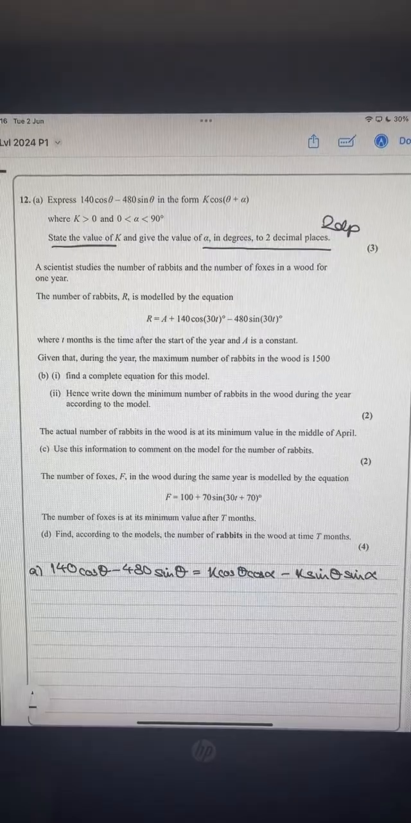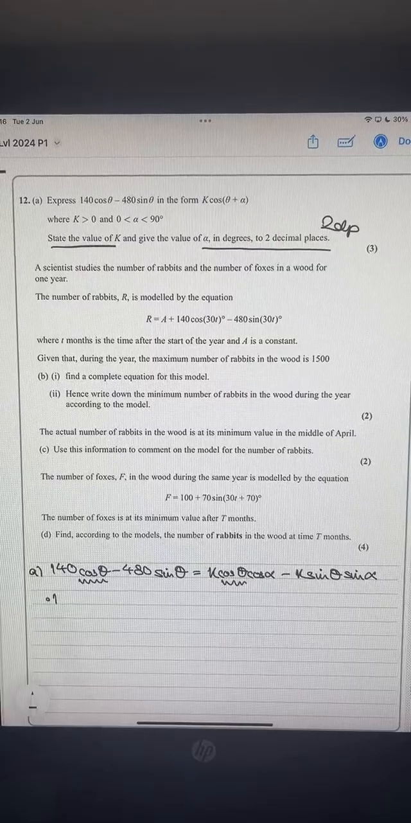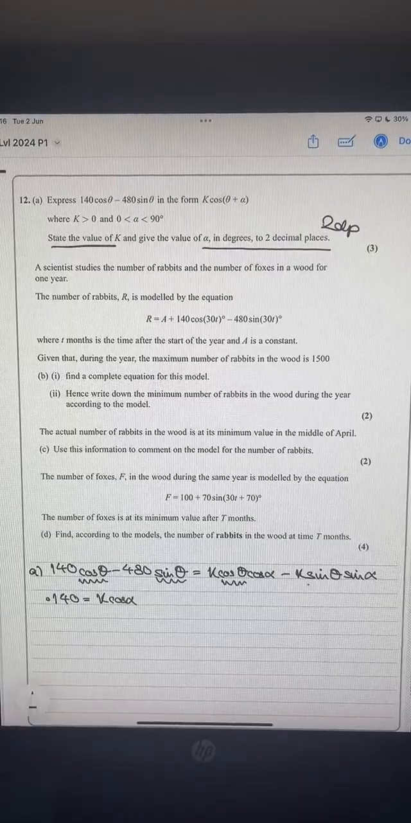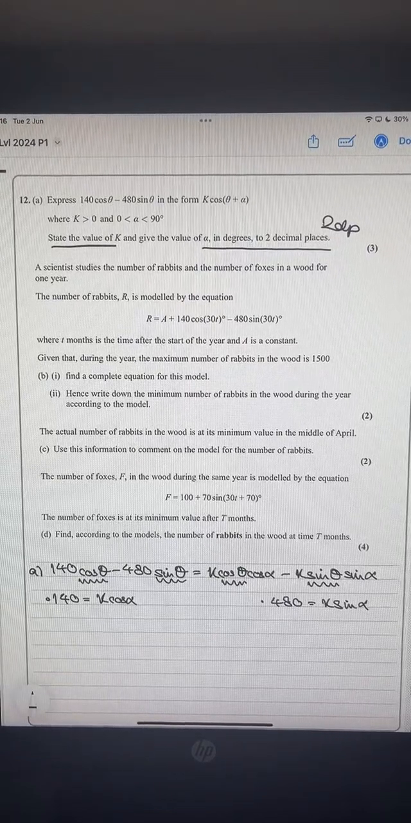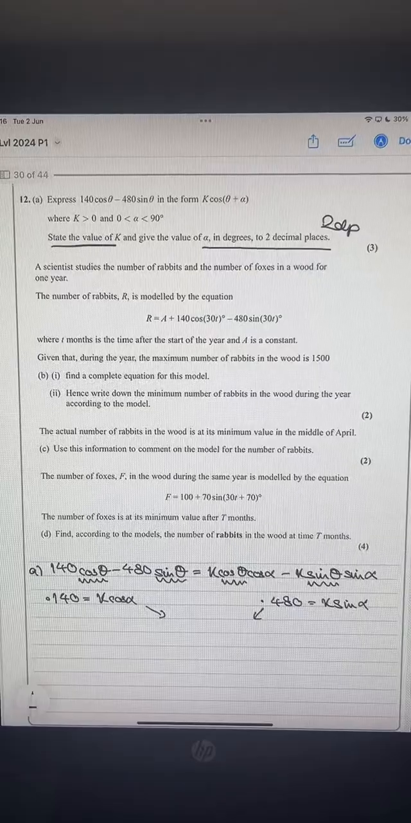To make this very clear, I underline my cos theta there and my cos theta there. So I know that 140 equals k cos alpha. And I underline my sine theta there and my sine theta there. So I know that 480 equals k sine alpha. The negatives are just out there, but the important part is the k sine alpha. If I do the one equation divided by the other, we get k sine alpha divided by k cos alpha, the k's cancel, and sine alpha over cos alpha is tan alpha. That's equal to 480 divided by 140.